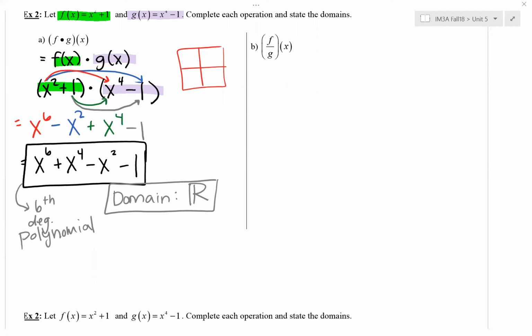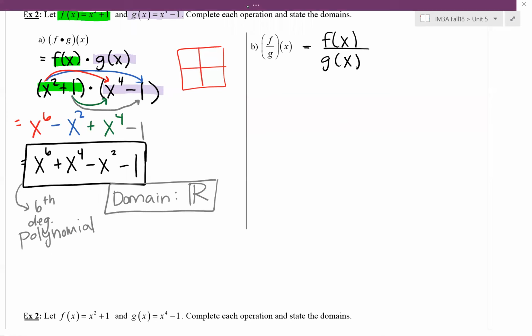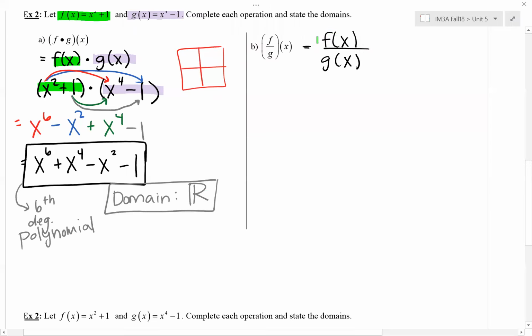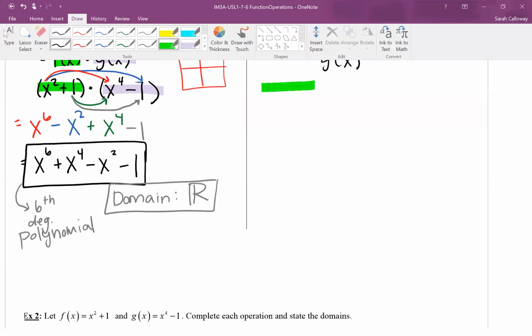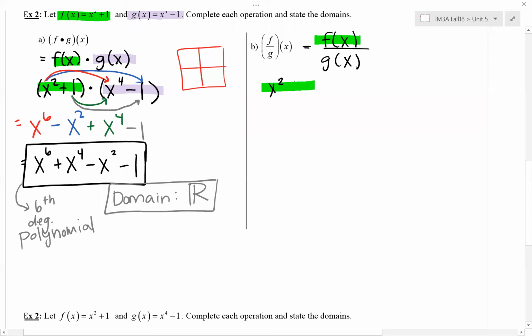So when we're looking at this, what we're doing is we're dividing. So f over g of x means I want to evaluate f of x divided by g of x. So if I'm looking at this, I want to take f of x, which is x squared plus 1, and I want to place it over g of x, which is x to the 4th minus 1.